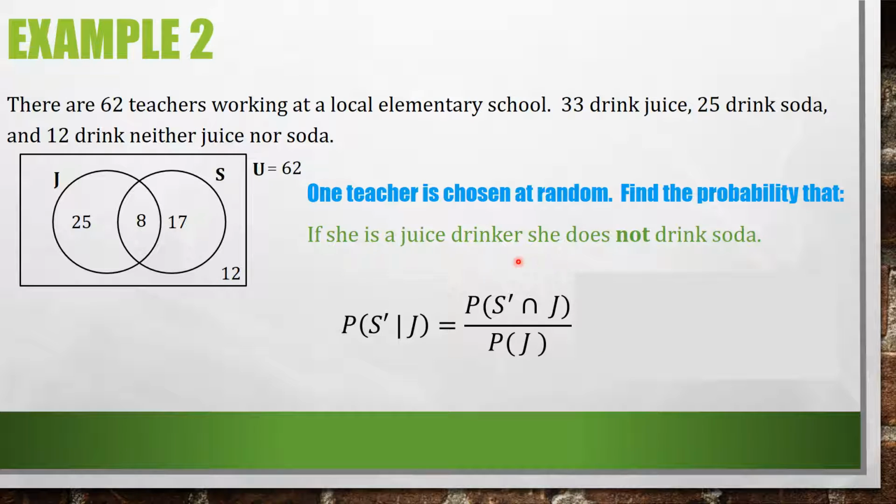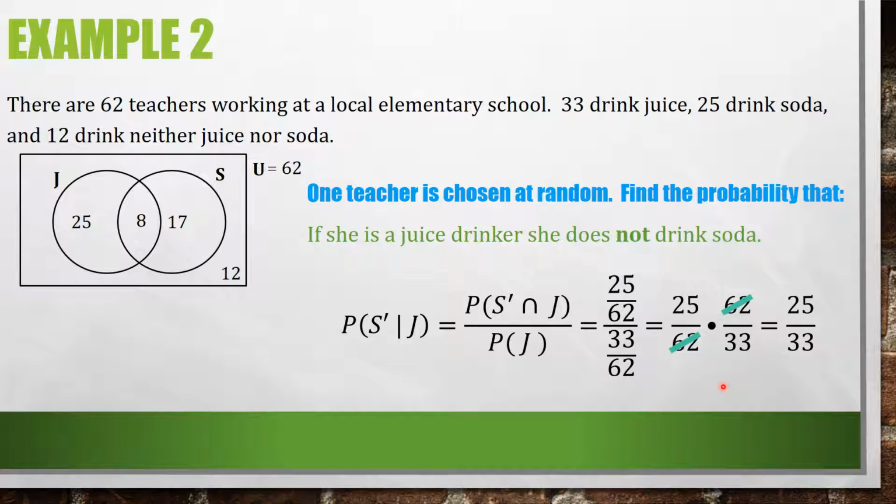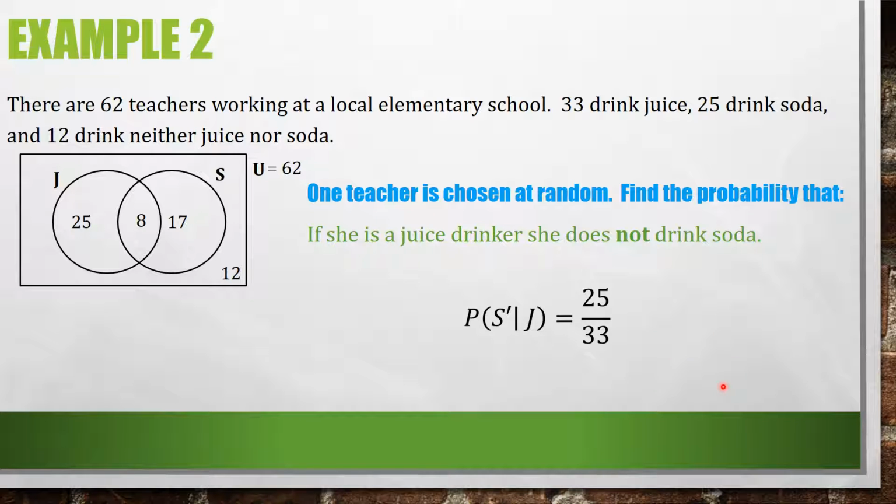So we need to find the probability of S complement intersecting J, which is actually the same as J intersecting complement of S. We just found that probability at the beginning of this particular example. So that's going to be 25 over 62 divided by 33 over 62. When we apply our fraction operation rules, we can cross out the 62s and we're left with 25 over 33. So the probability that she does not drink soda, given that she is a juice drinker, is 25 over 33.